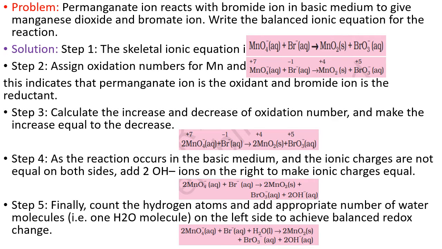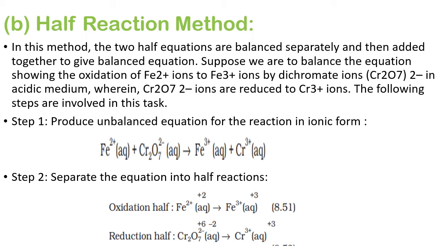Now we will discuss how to balance a redox reaction by the half reaction method. The example taken was the reaction between iron and dichromate. Suppose we are to balance the equation showing the oxidation of Fe2+ to Fe3+ by dichromate ion Cr2O7 2- in acidic medium, wherein dichromate ions are reduced to Cr3+ ion. This is the question.